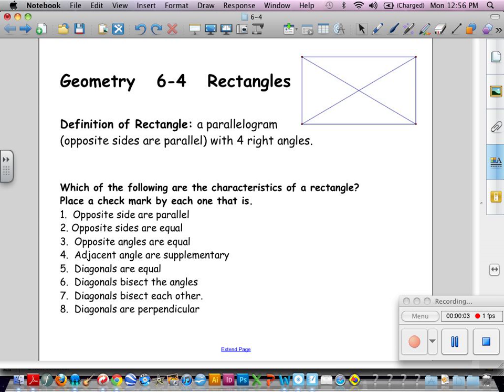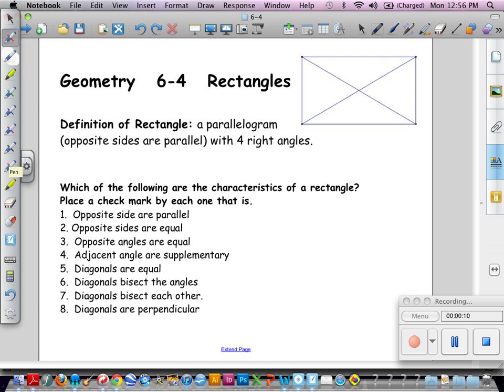Hello, geometry students. In our last couple of lessons, we focused on parallelograms, and today we're going to move on to rectangles. The definition of a rectangle is a parallelogram, which means opposite sides are parallel, and it has to have 4 right angles.